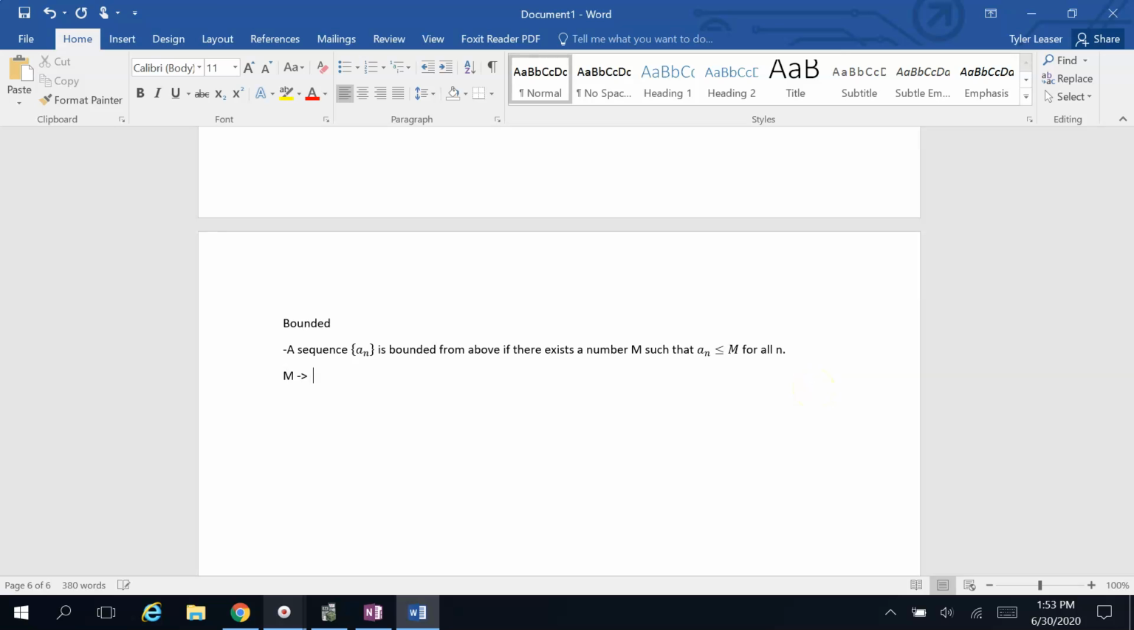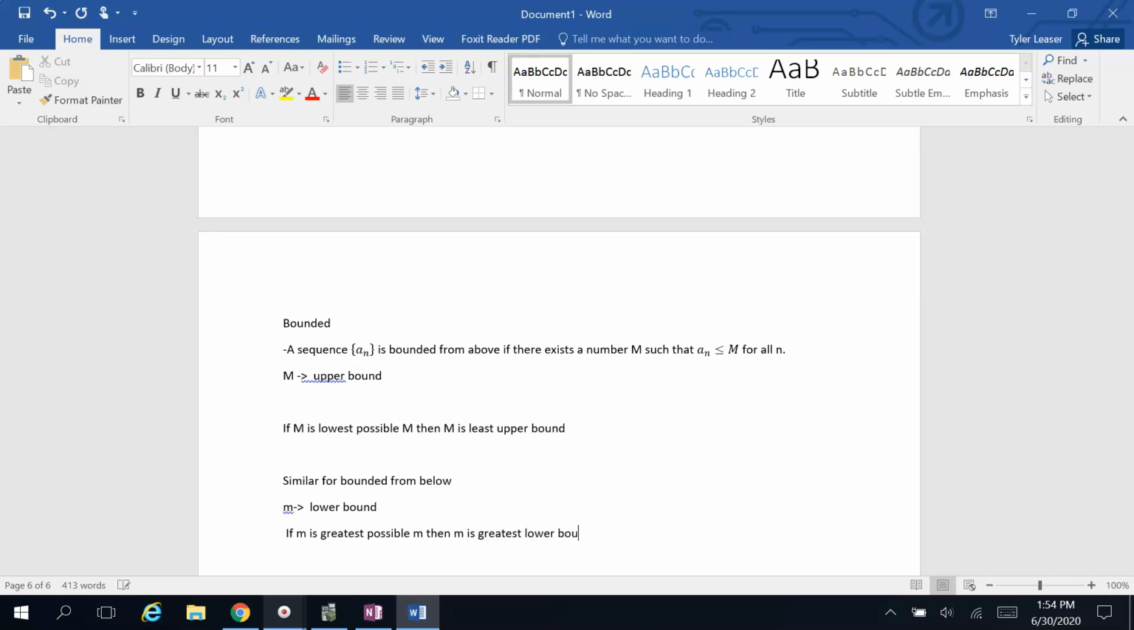All right, so M, like I said, is called the upper bound. If M is the lowest possible M, then we say that M is the least upper bound. Yeah, that makes sense. So it's similar for bounded from below. This we just notate with a little m. So little m, we say, is the lower bound. And then if little m is the greatest possible little m, then we say m is the greatest lower bound.